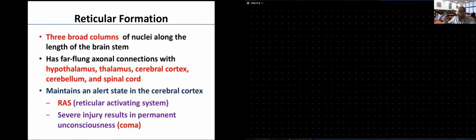Reticular formation is going to be formed of three broad columns of nuclei located along the length of the midbrain. They are connected to the hypothalamus, thalamus, cerebral cortex, cerebellum, and spinal cord. And the main function of the reticular formation is to maintain the alert state of the cerebral cortex. And if a person has a disturbance in the RAS, or the reticular activation system, an injury to the reticular formation, he will have a permanent unconsciousness, or a person will be in a coma.